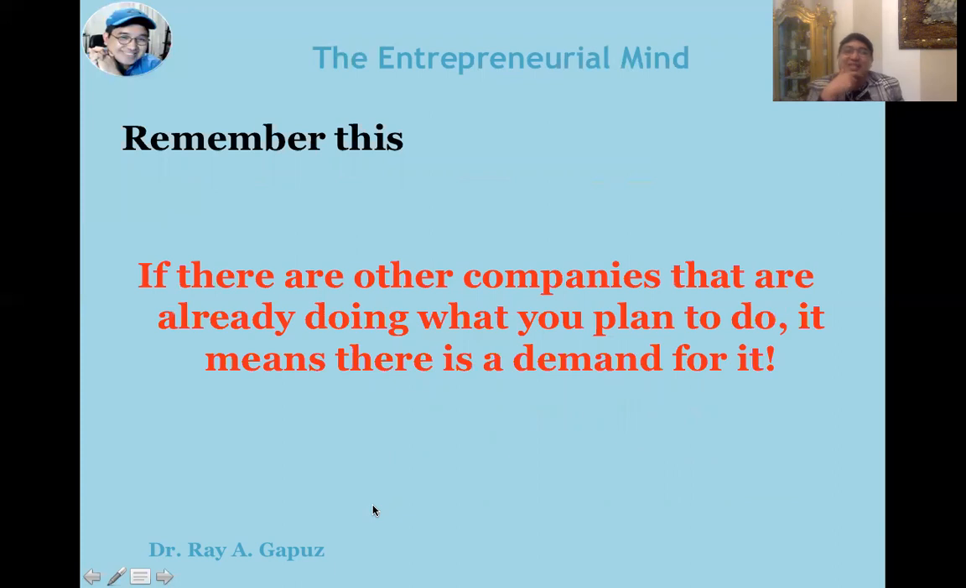So remember this class, if there are other companies that are already doing what you plan to do, it simply means there's a demand for what you want to do. But huwag ka nang makigulo. Okay? Ang dami-dami na nga gustong magtinda ng tupig, pagtitinda pa rin ng tupig ang gusto mo. Ang dami-dami na nga salon, isang buong hilera na kayo sa palengke na puro salon. Strive to be different. And sometimes it would just need a little tweaking.